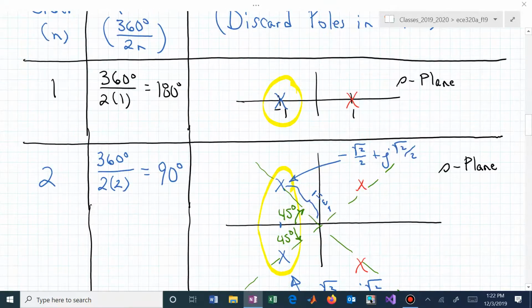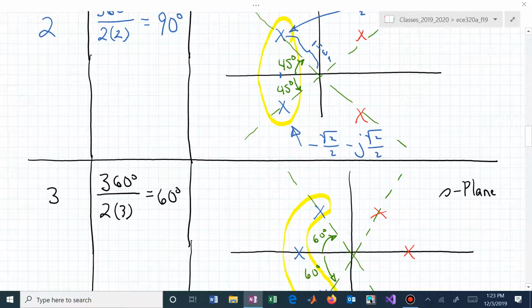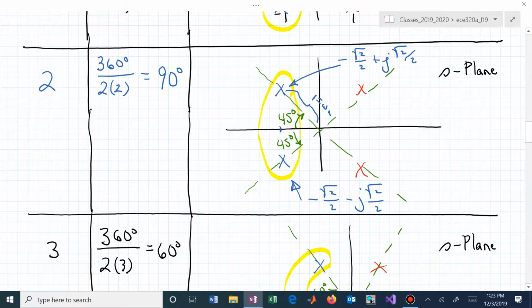Now, can you draw the picture for 4? Yes, you can. What would it look like? It's now even. Do you have any pole on the real line? No. So now you have to, and how far apart are these poles?